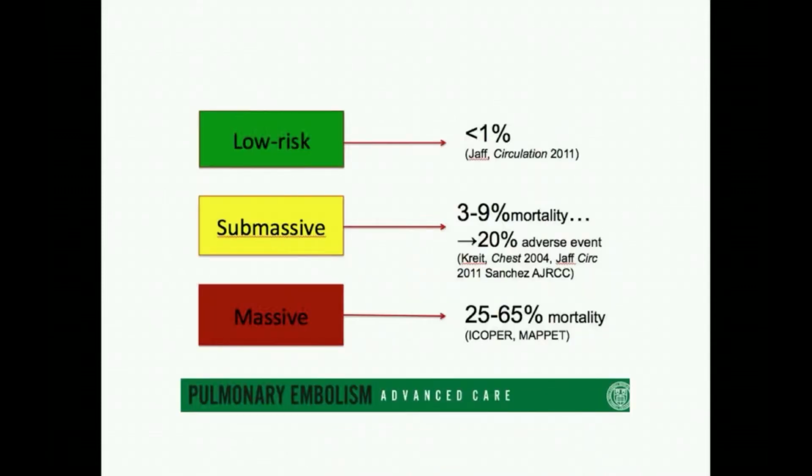Put it in another way. This is from Jim Horowitz. Low risk PE has less than 1% mortality. Submassive goes to 3 to 9%. Okay, there's a huge difference there. And massive from 25 to 65. So we need to focus on the submassive population because low risk is easy and massive is easy to recognize. So with submassive we might have a little problems.